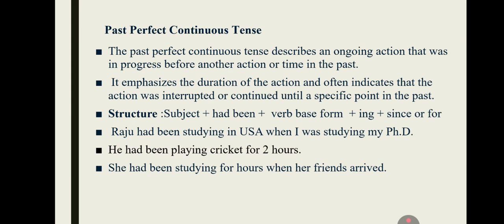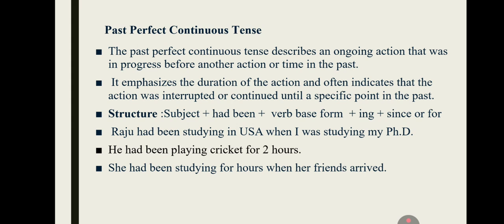Now let us see past perfect continuous tense. The past perfect continuous tense describes an ongoing action that was in progress before another action or time in the past. It emphasizes the duration of the action and often indicates that the action was interrupted or continued until a specific point in the past. Structure is subject plus had been plus verb base form plus ing plus since or for. For example, Raju had been studying in USA when I was studying my PhD.